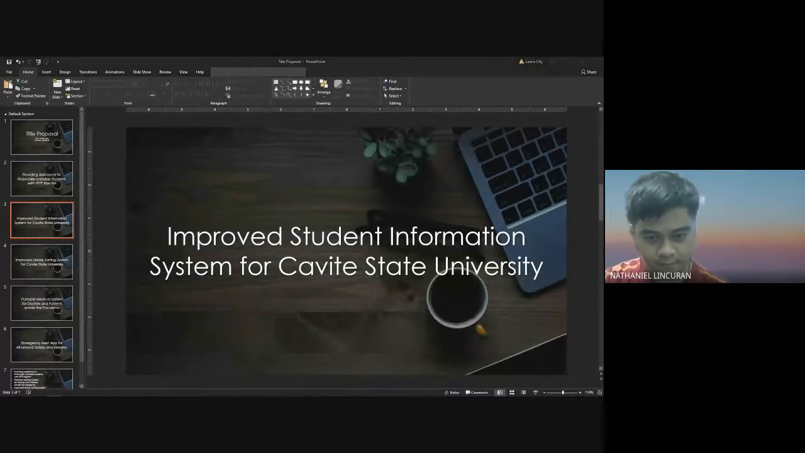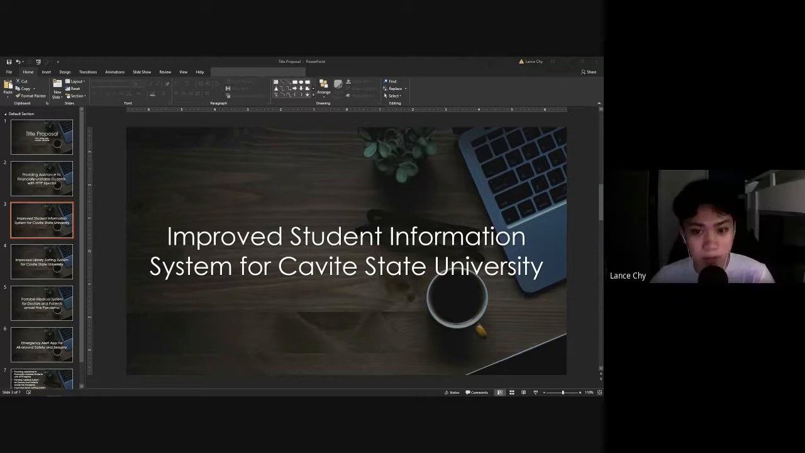So for our next title presentation, we have Improved Student Information System for Cavite State University. As you may expect, some of us already had this idea, and we are both honestly not so sure about the difference we could make with the system. But just to give you an insight, we would make a system that gives access to two different kinds of people. One would be for professors or administrators, and another would be for the students.